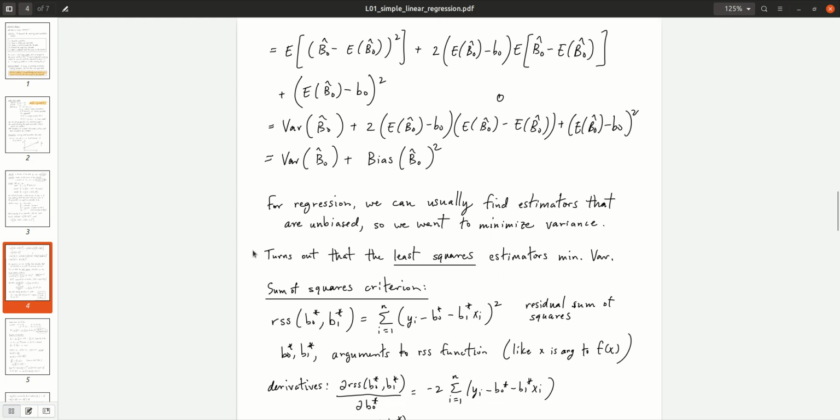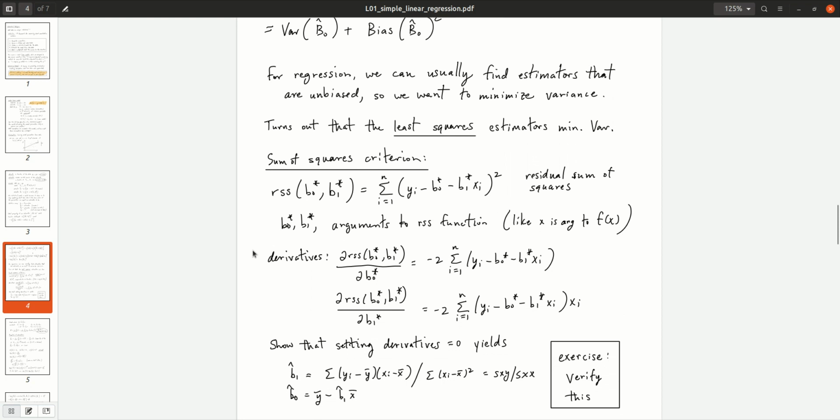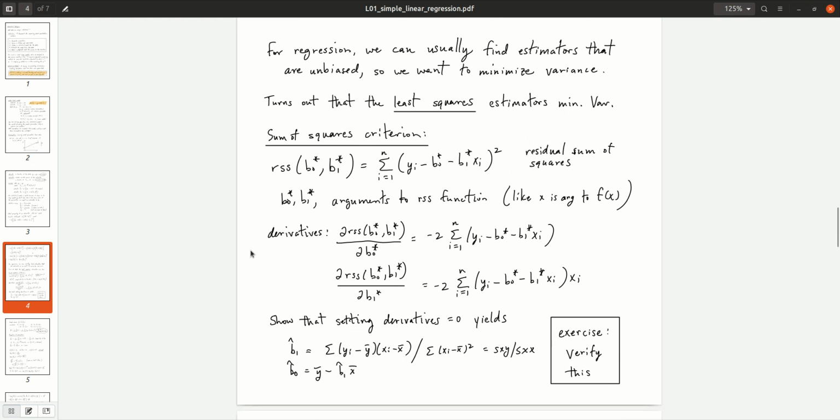So you've seen least squares estimation before, but let's introduce it in terms of the notation that we're using here. So RSS is the residual sum of squares criterion. And what I'm going to use here is b0 star, b1 star. So what I want you to think about here, this is just an argument. So RSS is a function of b0 star and b1 star. And so these are just the arguments to the function.